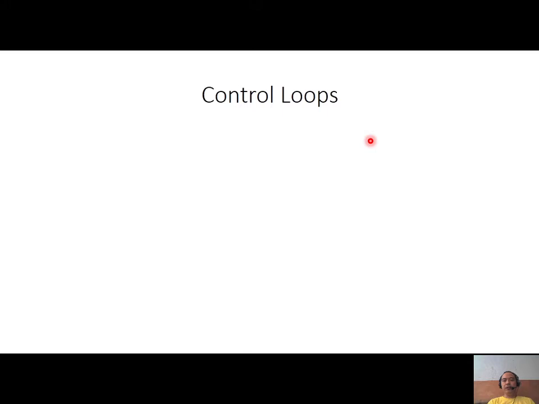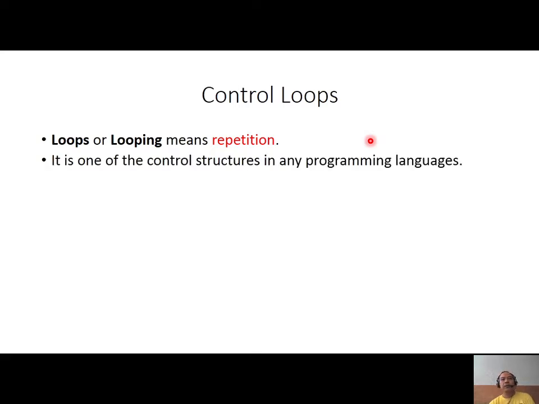So let's proceed. Our topic for today is about control loops, but we'll be focusing on just one control loop, which is the for loop. What is a loop? A loop or looping means repetition. The for loop, looping is one of the control structures in any programming language.